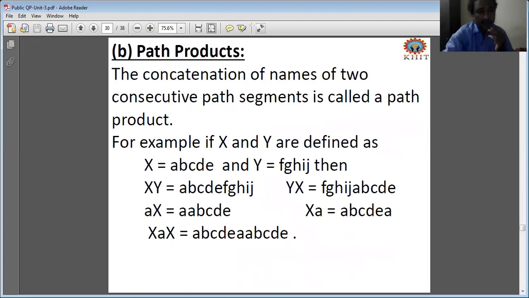Path products: the concatenation of names of two consecutive path segments is called a path product. For example, if X and Y are defined as X equal to ABCD and Y equal to FGHIJ, then XY equal to ABCD FGHIJ, AX equal to A ABCD, XAX equal to ABCD A ABCD, YX equal to FGHIJ ABCD. Then XA equal to ABCD A, with small letter a last.